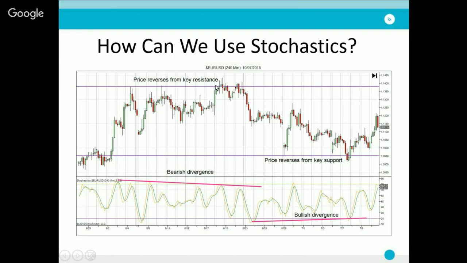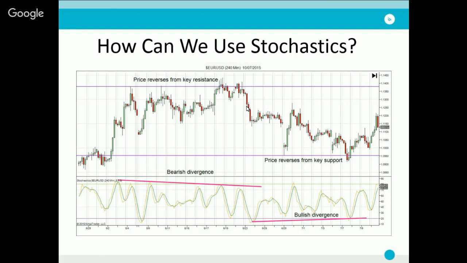Price is pushing higher, and yet the stochastics is starting to move lower. And so this alerts us that bearish momentum is building, and you can see that we do indeed break lower from this level and trade down. And then look, we get the same thing happen, but in the inverse situation.